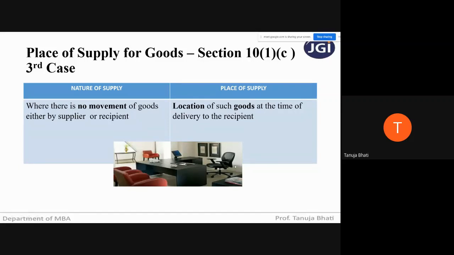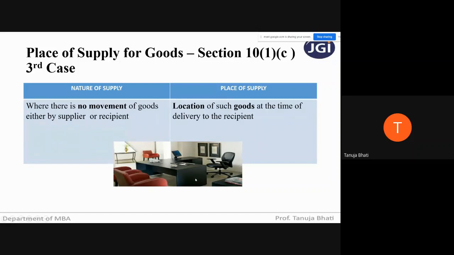So here, the supplier is at some other place. I am the recipient sitting in this office. This furniture is here itself. Is there any movement happening? There is no movement happening. The furniture was there and it is still there only. So suppose I am starting up my business in Belgaum, and the supplier is, suppose, in Pune. So what is going to be the place of supply?